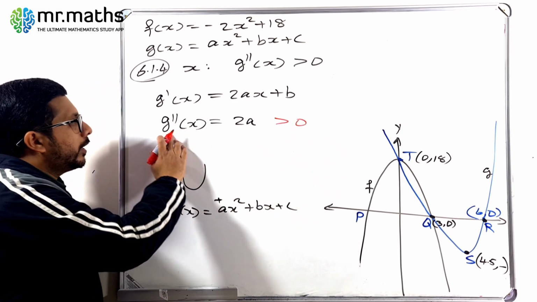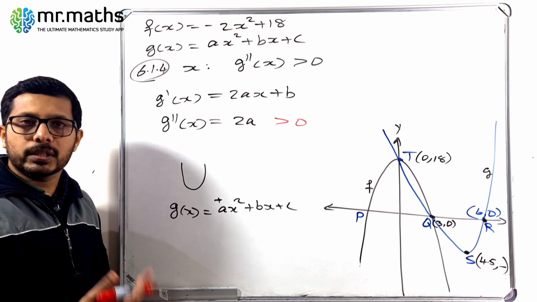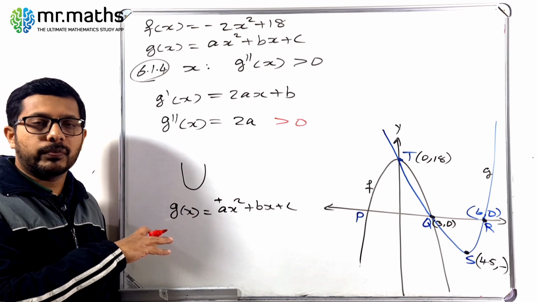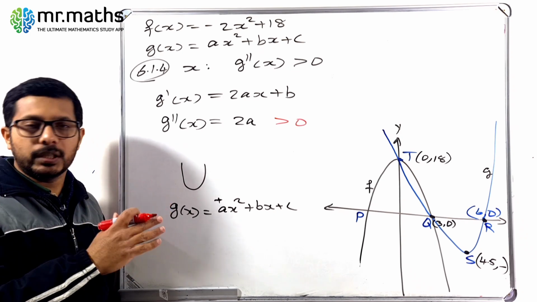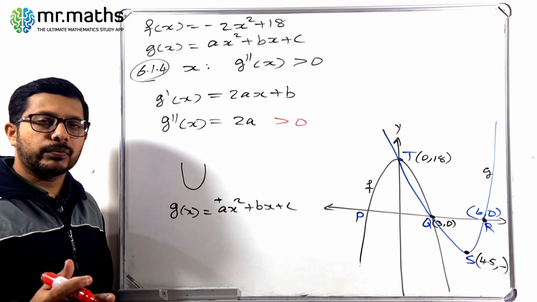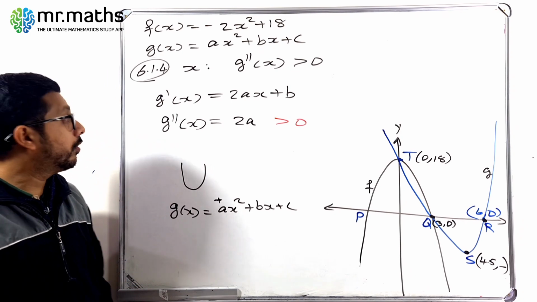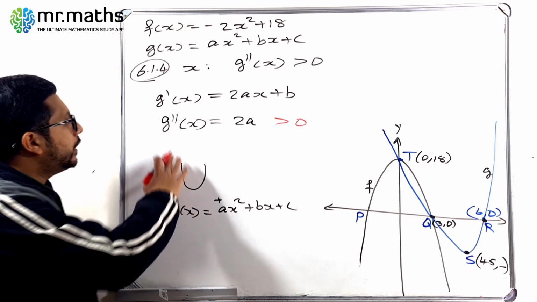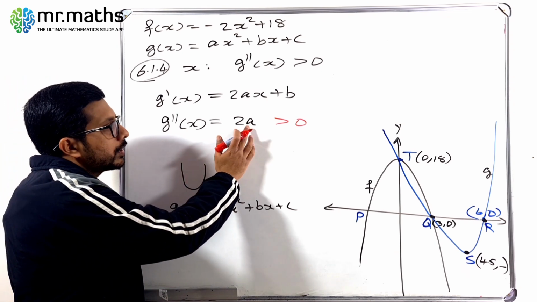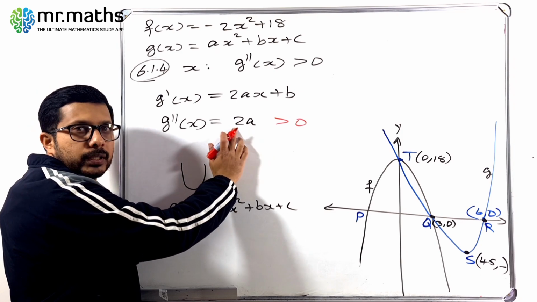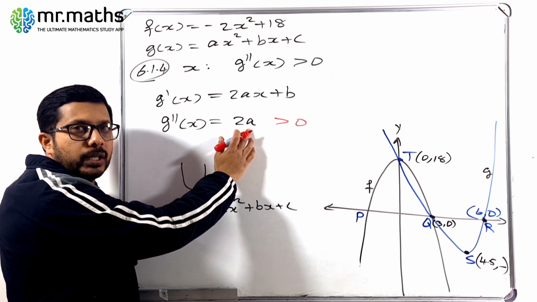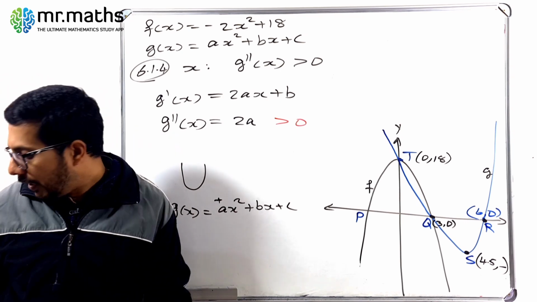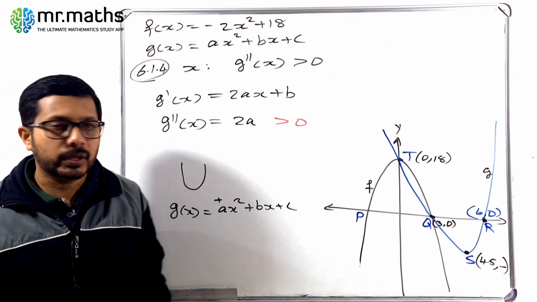Whether it is the second derivative, the first derivative, or the given function, g of x, g dash of x, g double dash of x, all of them represent a function. Am I right? And here g double dash of x is a constant number. 2 into a means a number. 2 into a constant number, and at the same time that is a positive number.